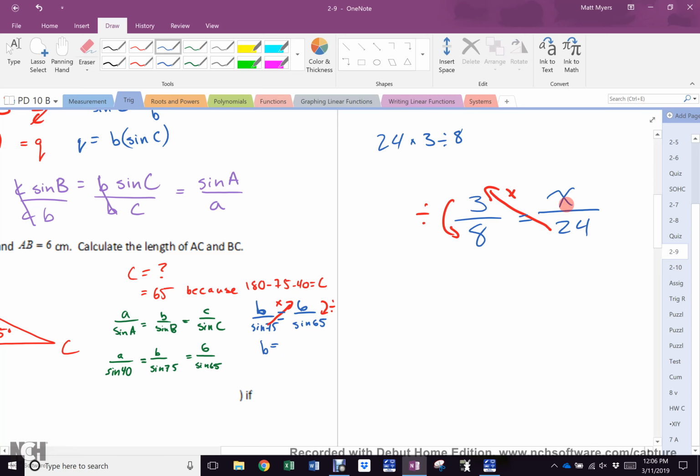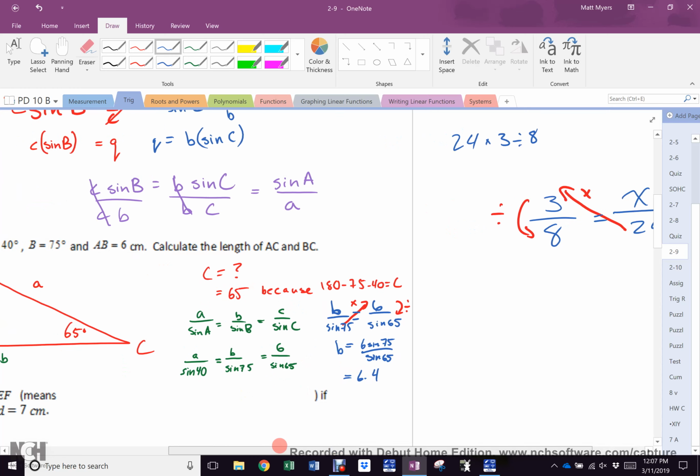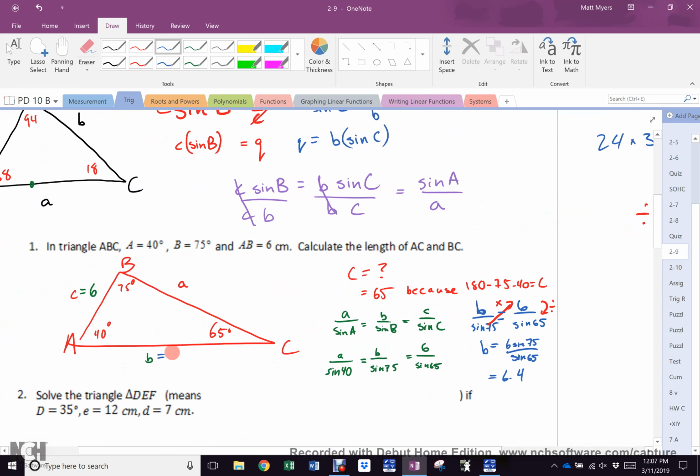Just like that would find me X here. What is B? It is 6 sine 75 divided by sine 65. Now, I'm not telling you how to punch that into your calculator because everybody's calculator is different. So what's the answer? 6.4. I'm happy with that. So that means B equals 6.4. Everybody cool?